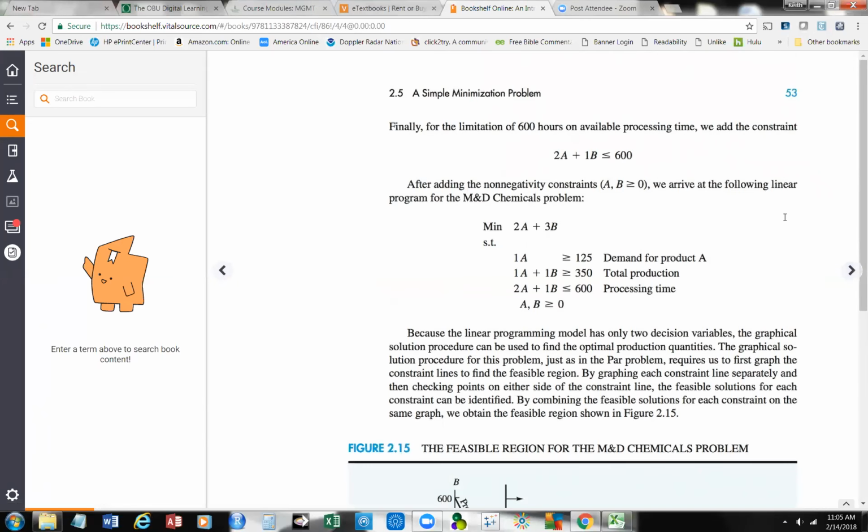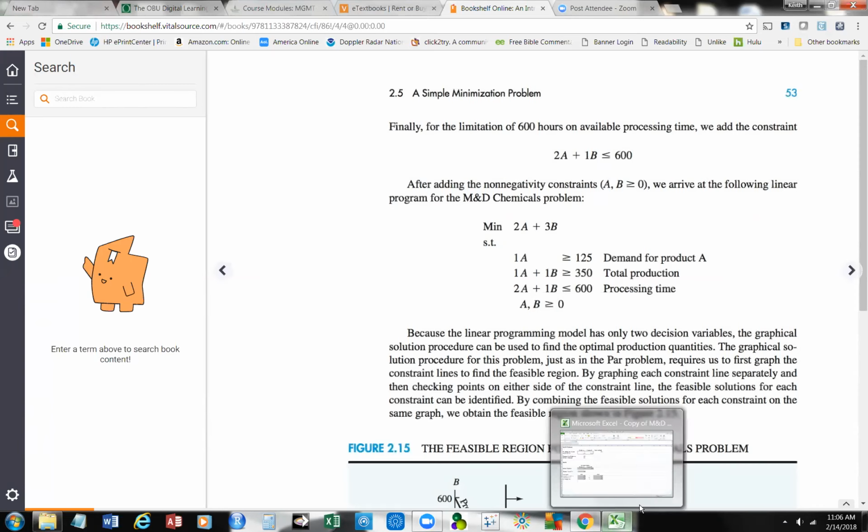Now they have 600 hours of available processing time, and then they add that constraint, and then they add non-negativity constraints. And what that means is we can't have a negative value in the constraint, because it would violate the assumption of a linear trend. And remember, a linear trend, that's the model. And when we run simplex, we're going to see that.